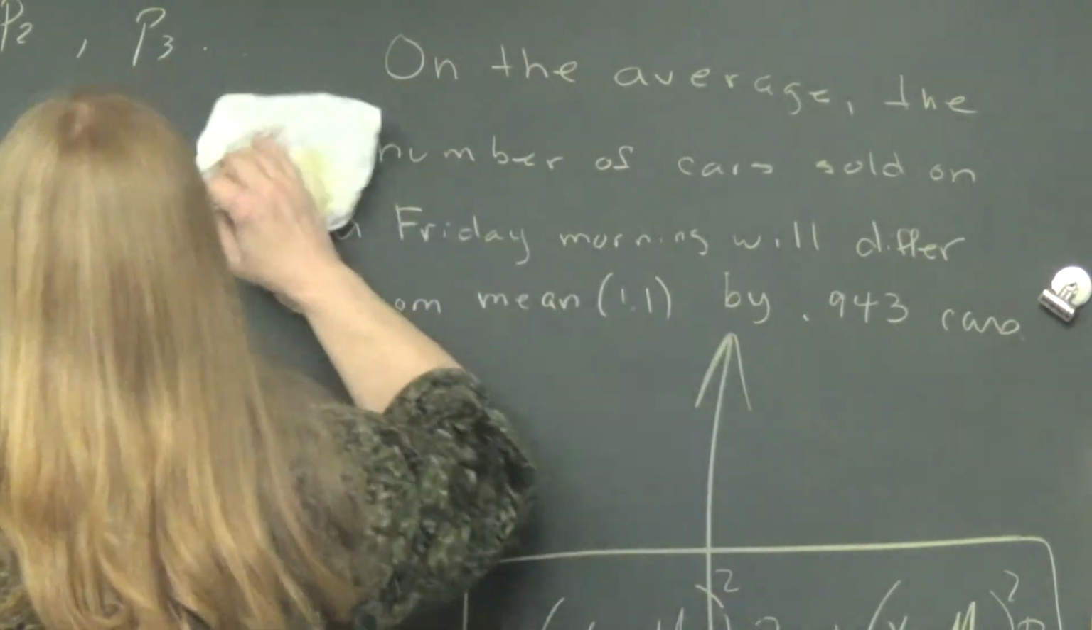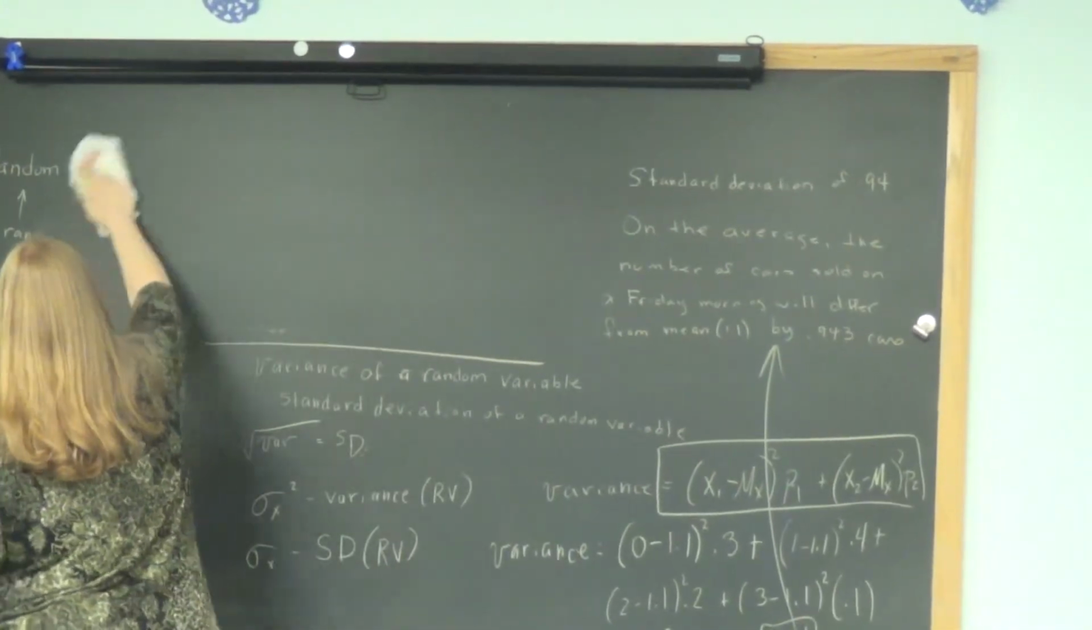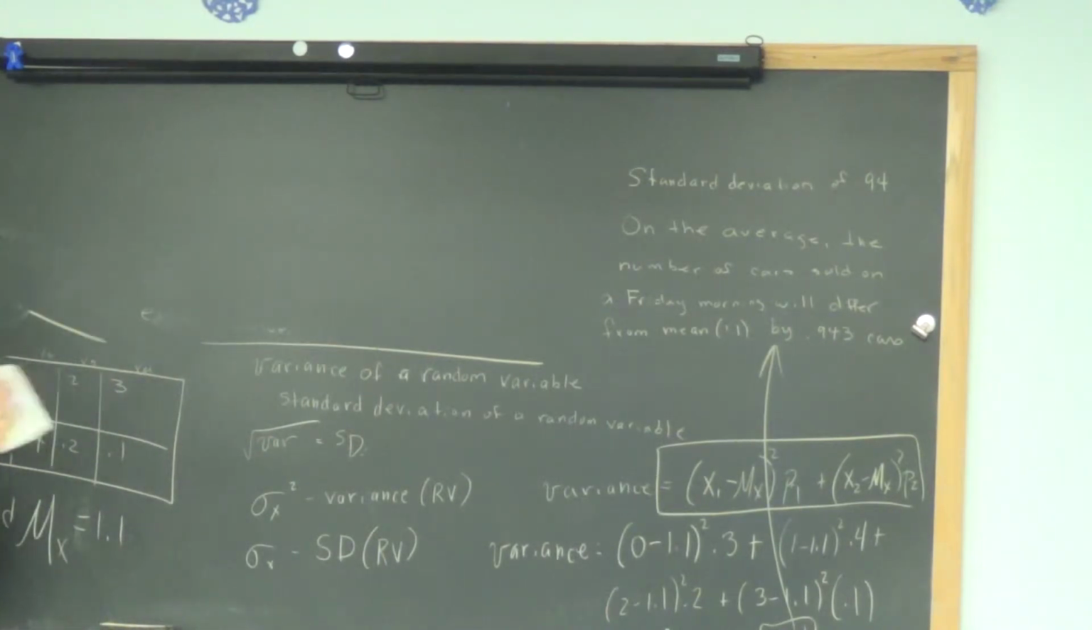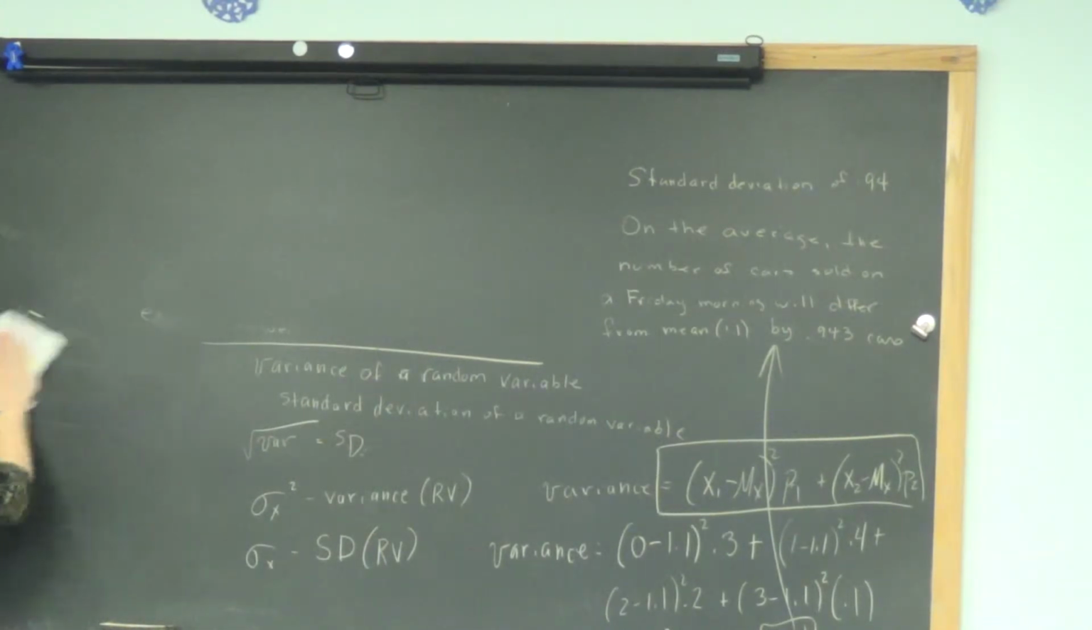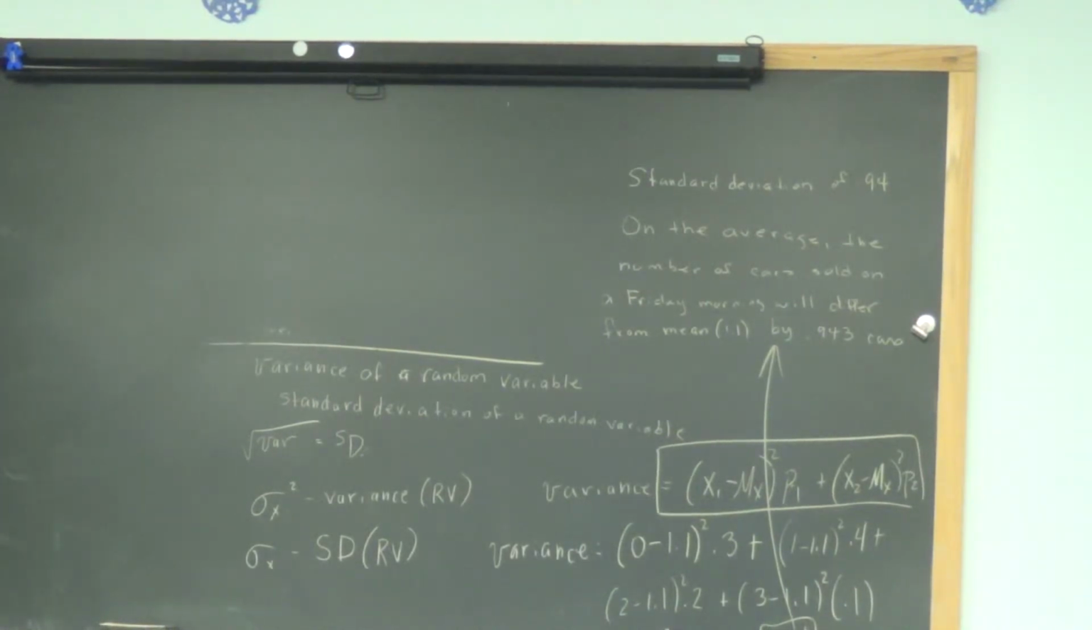I'll leave this part up and get rid of this part. We don't need this part. If you're still copying, I'll leave that part up for a little longer. Great. Alright, I'll teach it by example. I want you to write this example down.